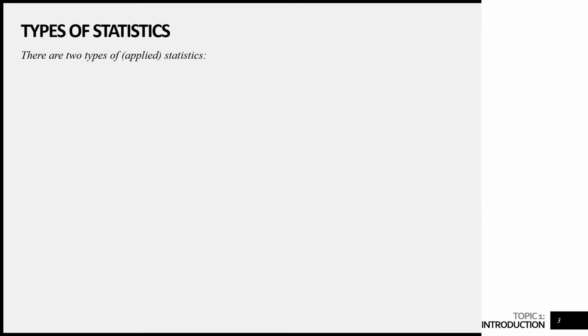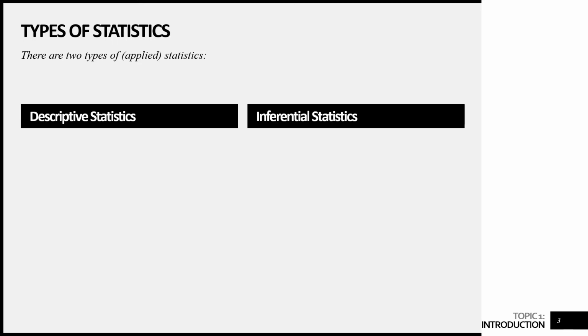Okay, let's move on to the different types of statistics. There are generally 2 types of applied statistics, which are descriptive statistics and inferential statistics. So what is descriptive statistics? If you look at the term descriptive, the root word is describe. You know what describe is, right?